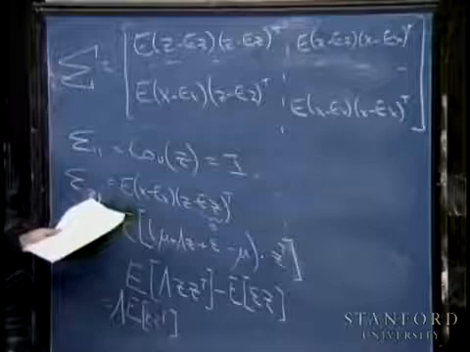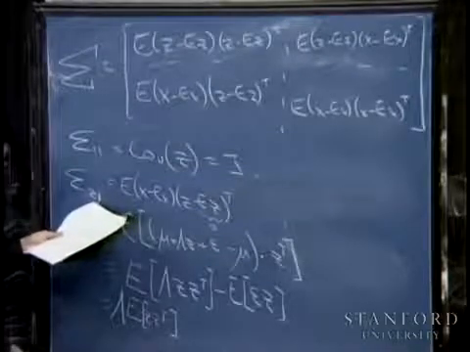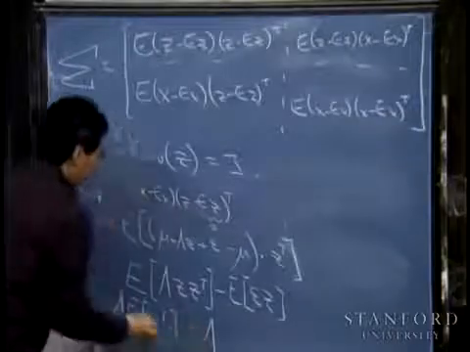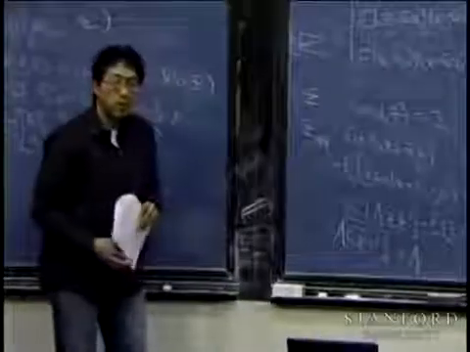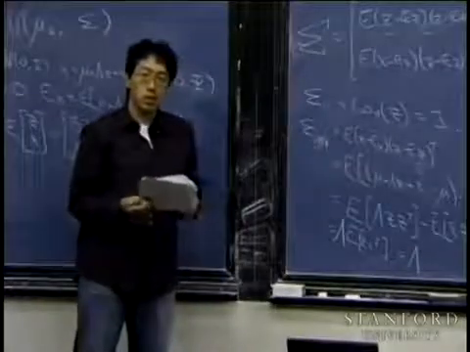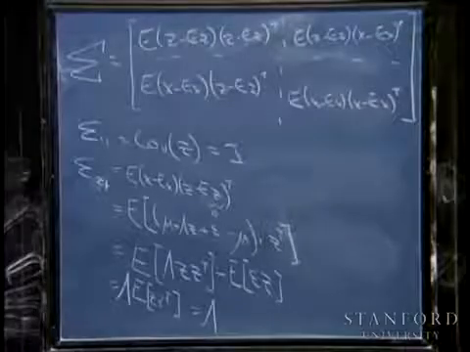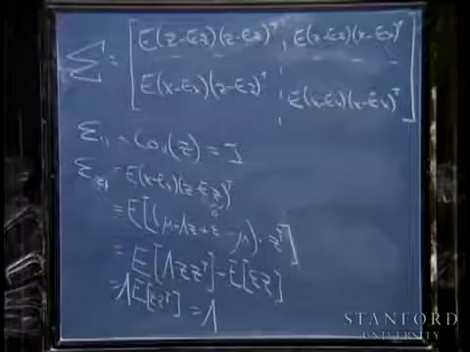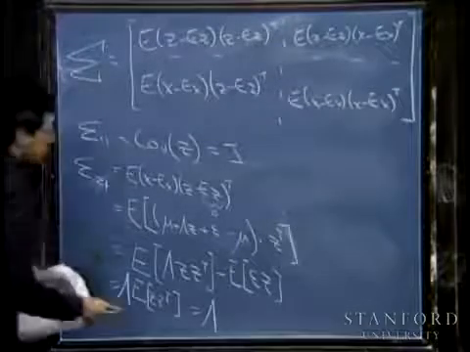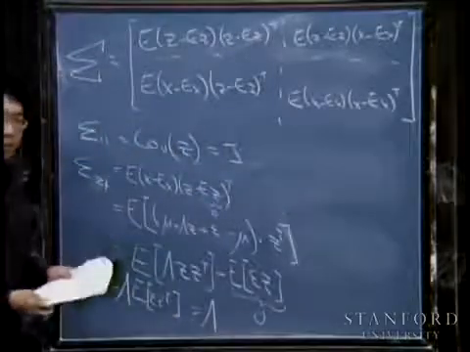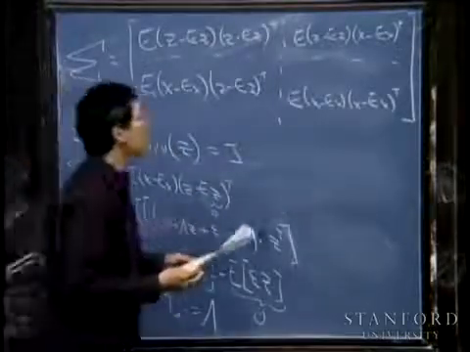Is equal to that, which is just equal to lambda times the identity matrix. Okay? Does that make sense? Because this term is equal to 0. Both epsilon and Z are independent and have 0 expectation, so the second term is equal to 0.